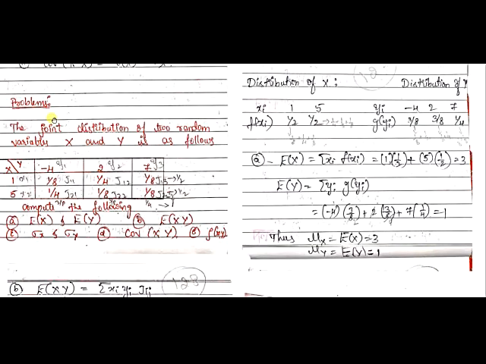Yes, my dear students, in today's class let us see some problems under joint probability distribution. Here the problem is given. The joint distribution of two random variables x and y is as follows. Here the distribution is given in the table. In this table, x values are given here. These are the three values given for y and only two values are given for x.